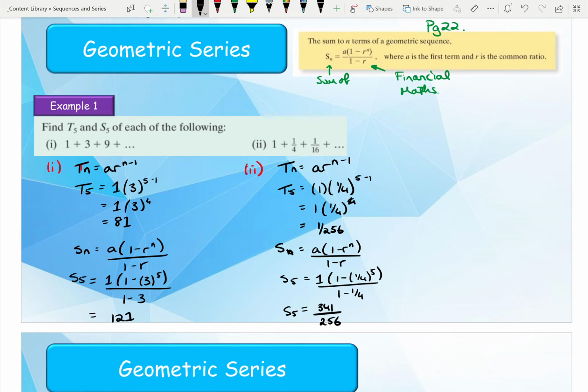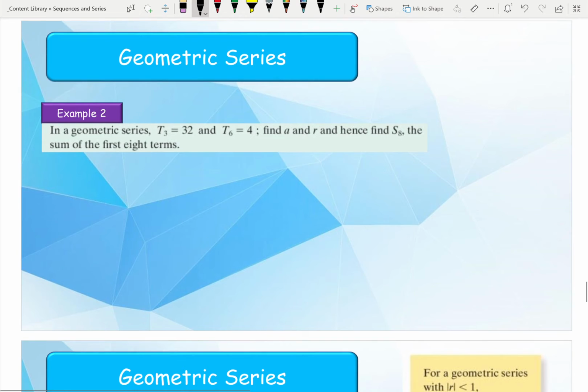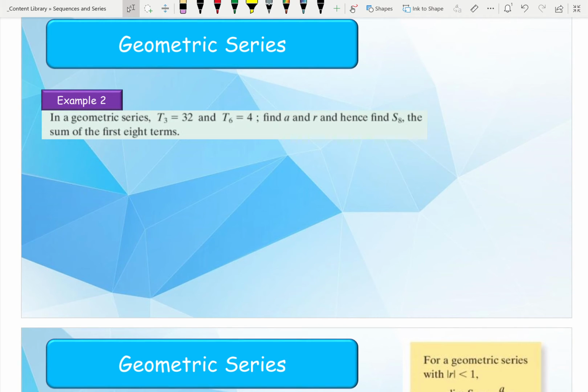So take a second, guys, to get used to this new formula, and then when you're ready, we're going to move on here to example 2, which is similar again to a question we looked at before when we were looking at the geometric series.